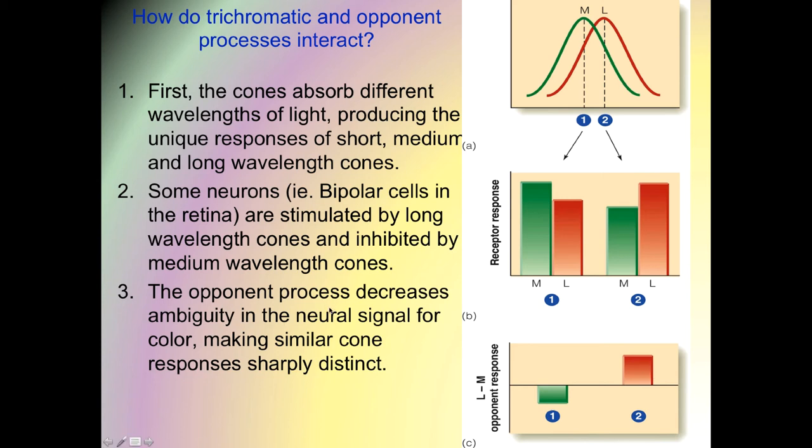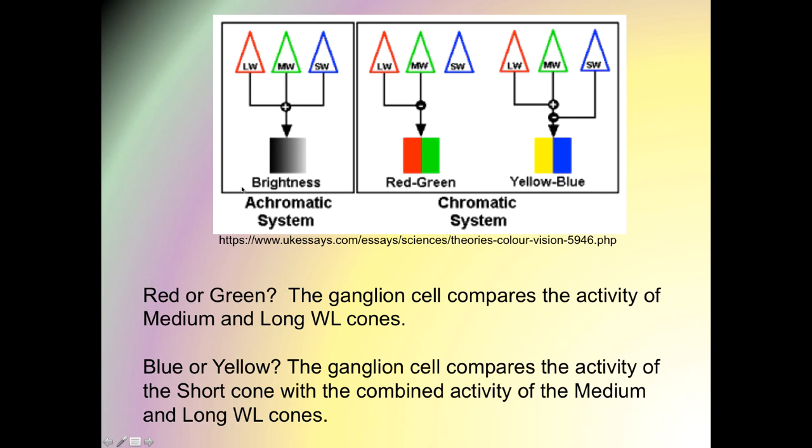And the idea is that the opponent process decreases any ambiguity in the neural signal for color. So it's either red or green. It gets rid of any possible ambiguity there. Now let's see how this works. Opponent process neurons are found in the retina. That starts with the bipolar cells and the ganglion cells, but they're also seen in other areas of the brain like the LGN and the visual cortex.